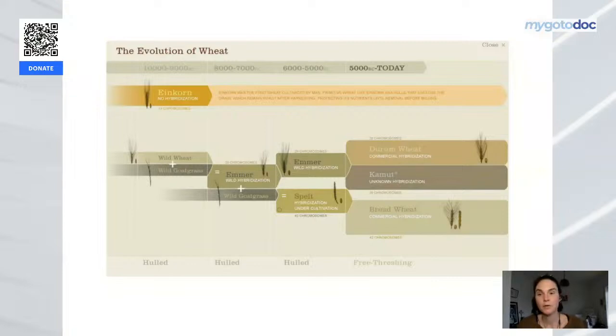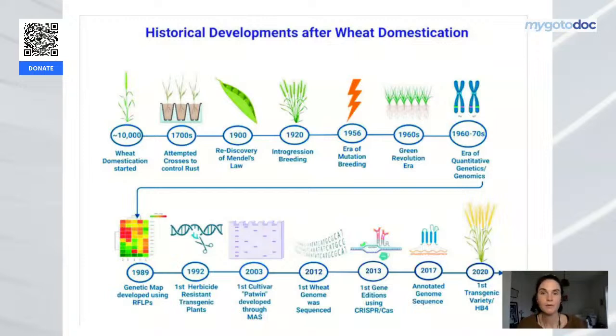Aside from the actual type of wheat itself, there's also this idea of the GMO. This is basically a timeline to talk about when things like breeding, introgression of breeding, and also GMOs came in. In 2013, we had the addition of CRISPR, which is a gene editing tool that would be able to change and adapt the genes of the wheat plant.